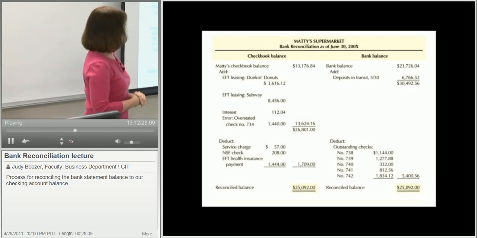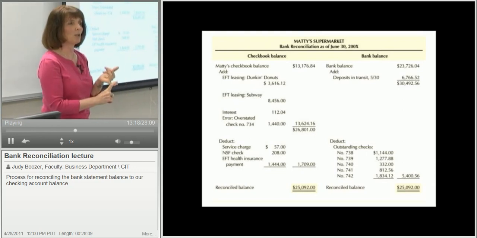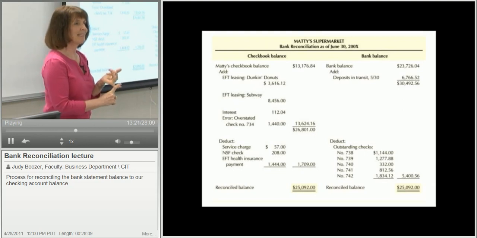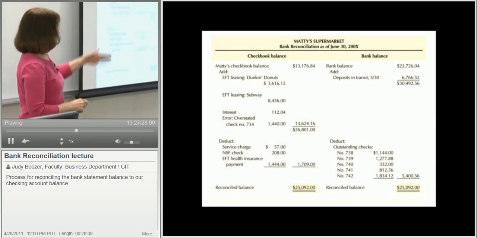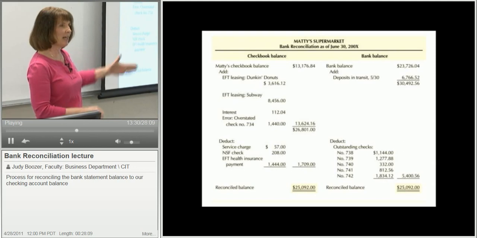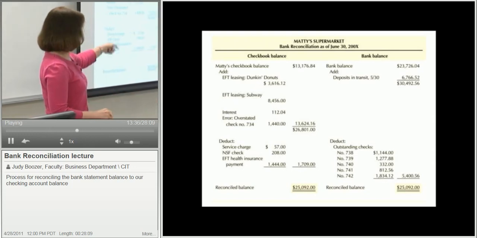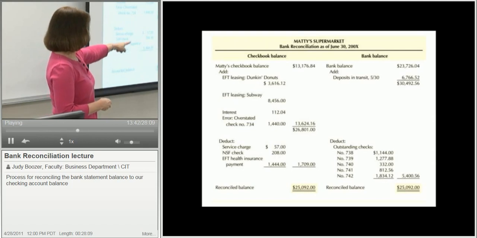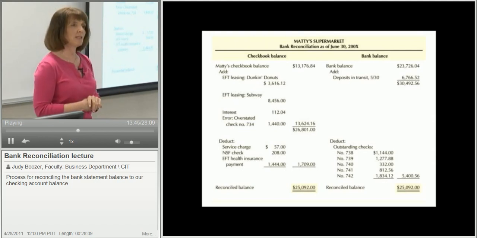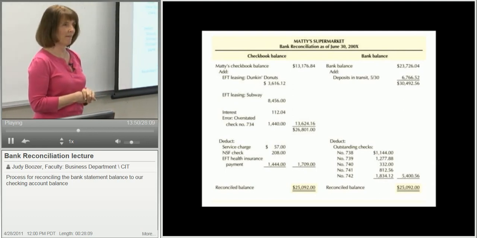Now, look at the bank one. Again, deposits in transit. They're usually going to get recorded by date, the date of the deposit and the amount of the deposit. And deductions are going to be outstanding checks. Again, checks that you have written but have not cleared the bank. And again, you're going to list them by usually check number if that information is given to you. And the total of all of them gets deducted from the balance above it to come up with what's called a reconciled balance.